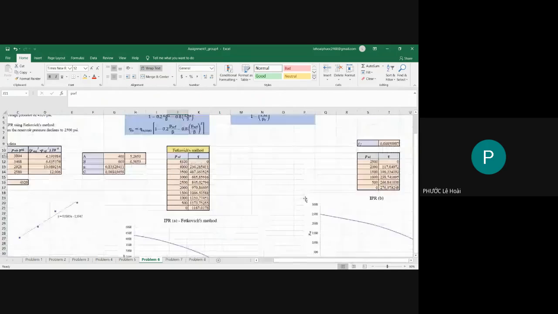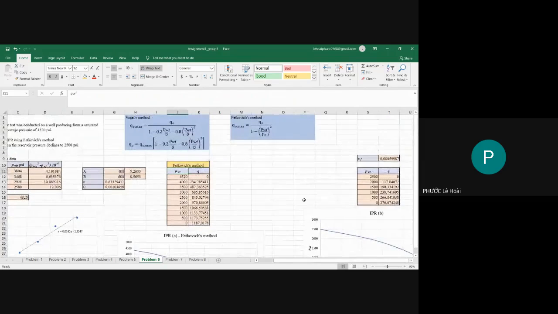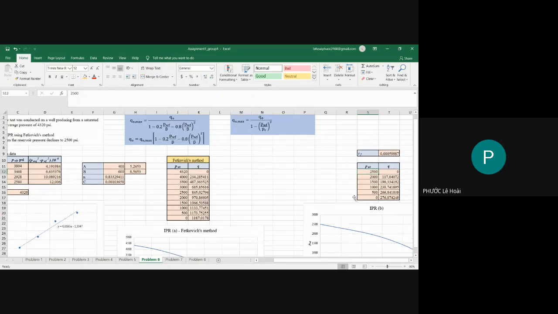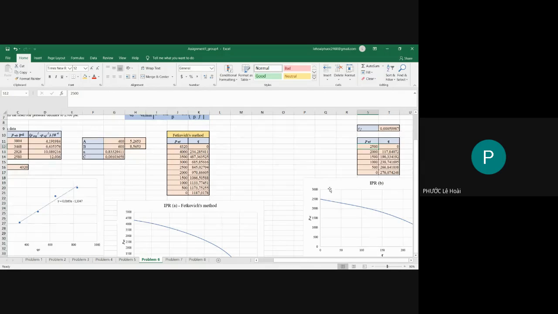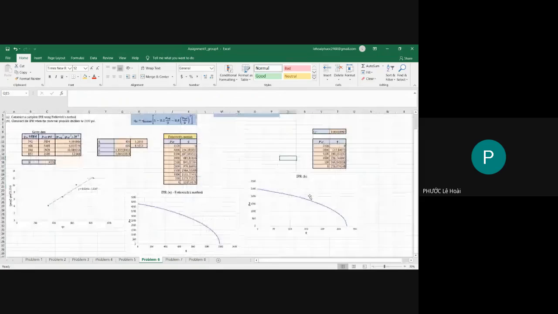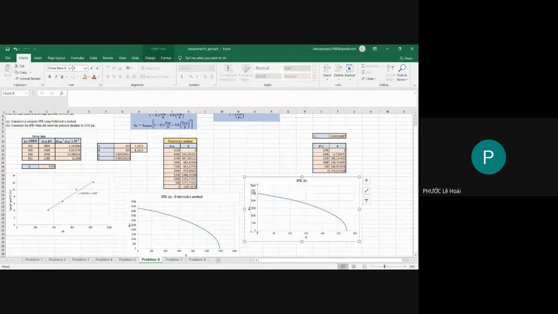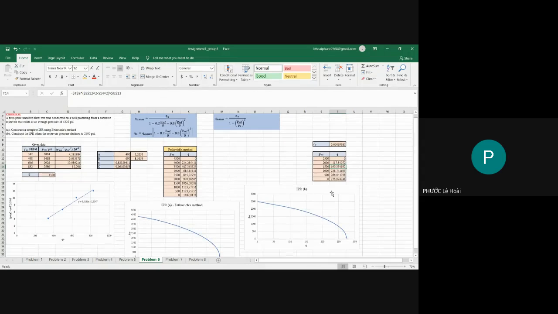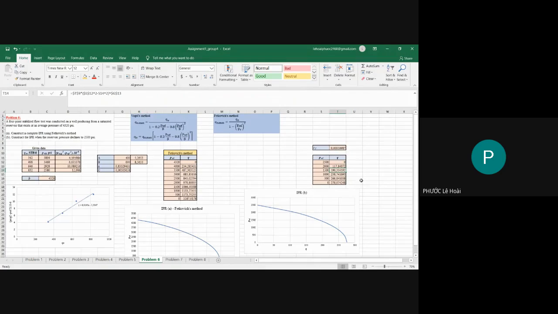And move to B. We will decrease the pressure down to 2,500 psi. So it will begin from 2,500 here, and yes, for the same calculation like the A1.